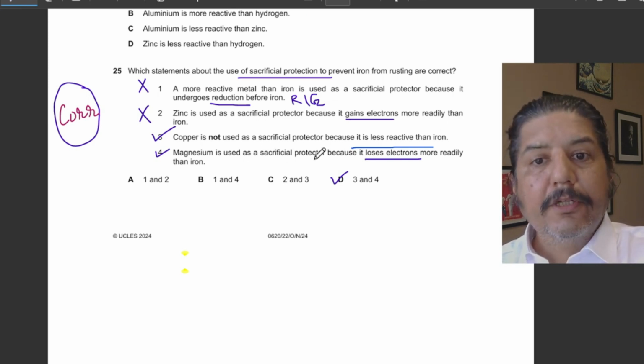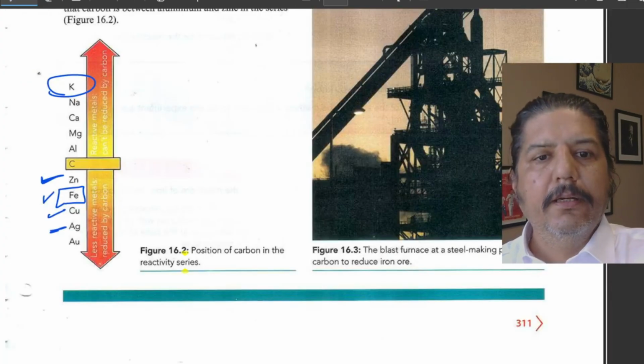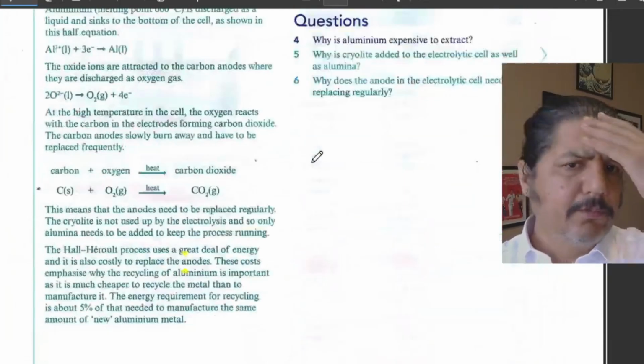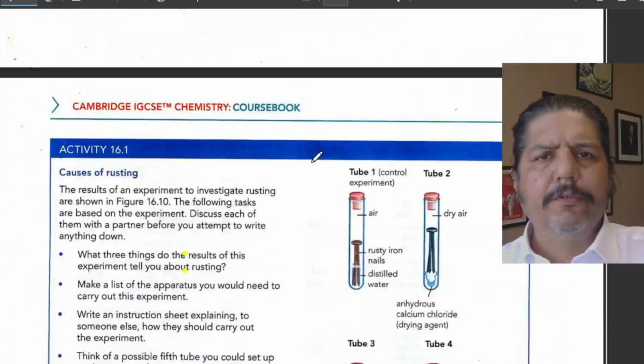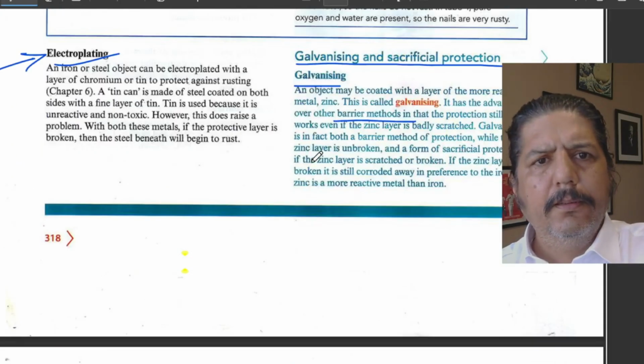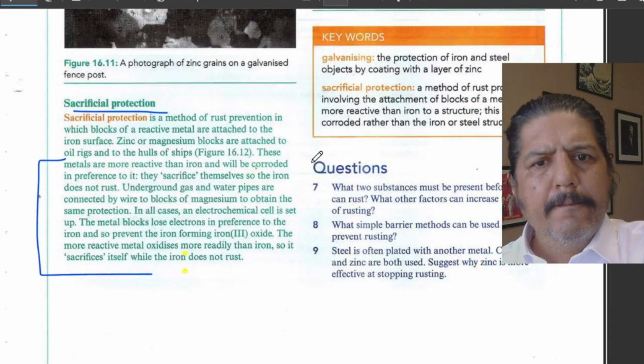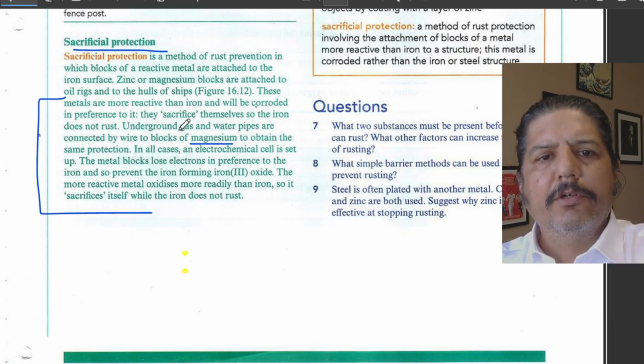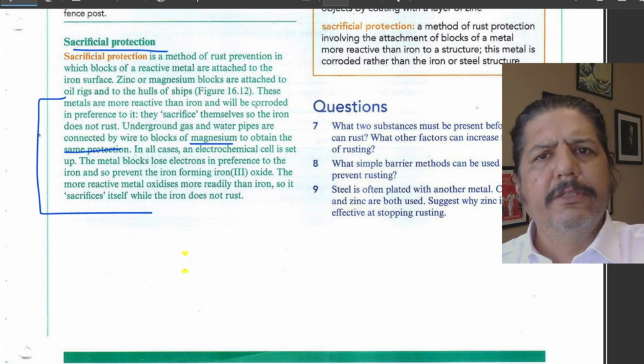Magnesium is used as a sacrificial protection because it loses electrons more easily than iron. Yes, of course, magnesium can also be used. Again, refer to your textbook; whichever textbook is there in your school is absolutely fine. If you look here, magnesium can also be used. Underground gas and water pipes are connected by wire to blocks of magnesium to obtain the same protection. So magnesium can also be used.